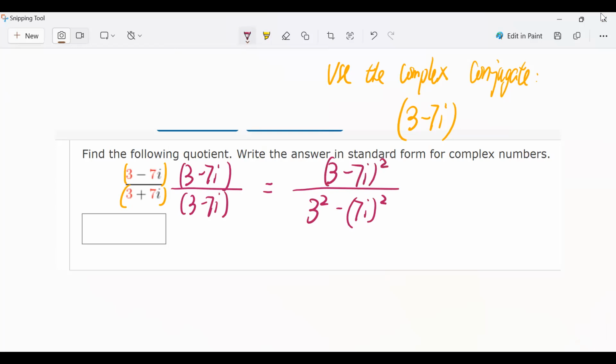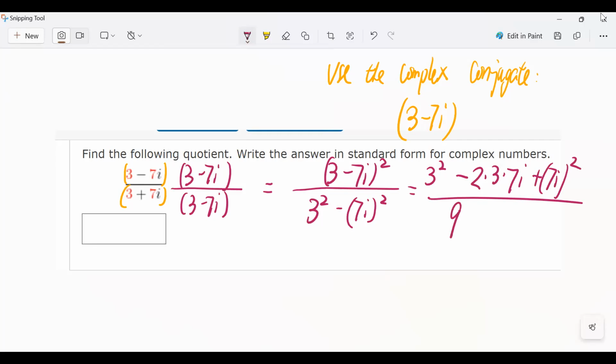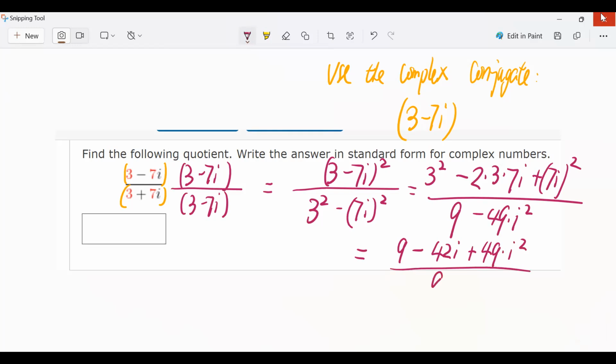You can FOIL or you can use the shortcut I showed you guys. 3 squared minus 2 times 3 times 7i, plus 7i squared. So 3 squared is 9. We get minus 49 i squared on the bottom, and i squared is negative 1. So this is 9 minus 6 times 7, 42i, and then plus 49 i squared. This is 9 minus, no, adding, right? i squared is negative 1. Minus 49 times negative 1 is positive 49.